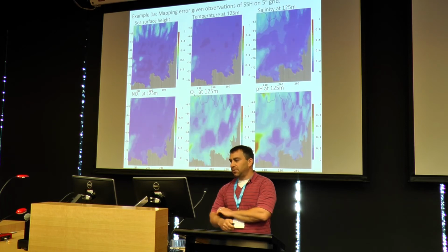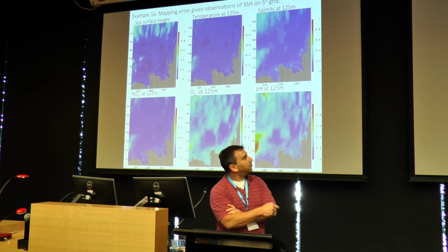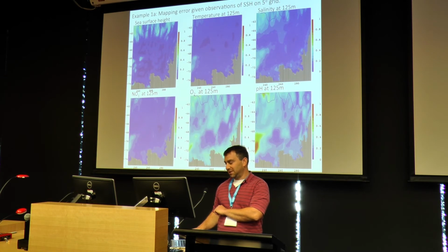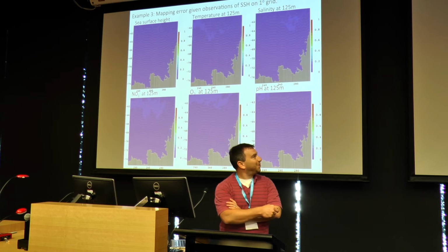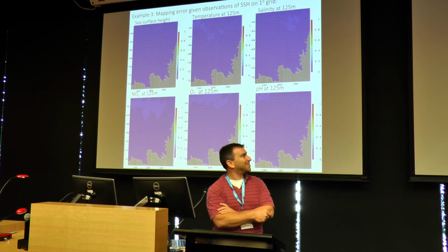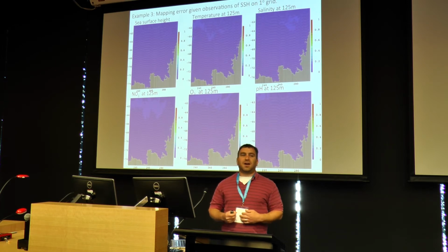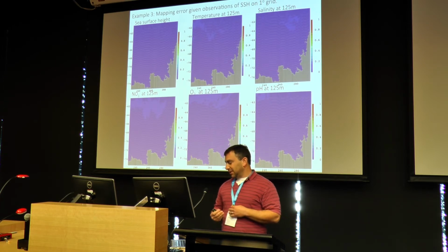Okay, so this is what I showed with SSH on a 5-degree grid, and you saw that when I measure SSH on a 5-degree grid, in this box, I don't know much about oxygen. But if I measure SSH on a 1-degree grid, if we think maybe 5 or 10 years from now when we have laser altimetry and wide swath SAR altimetry, it completely constrains this model solution. There's very little left by just having SSH at all times on a 1-degree grid. So that's what I wanted to talk about today.